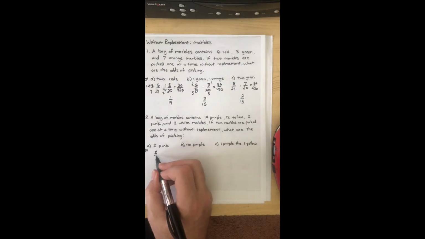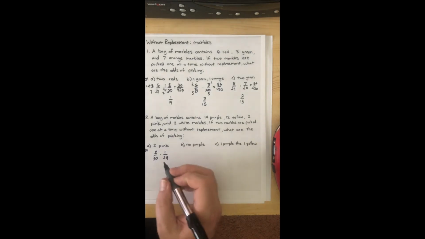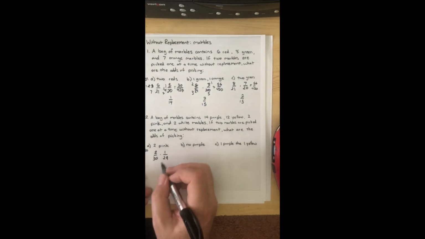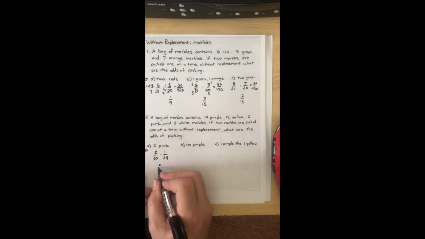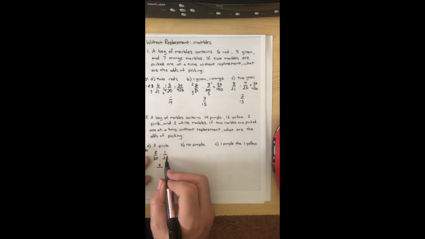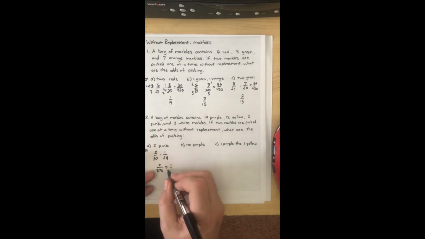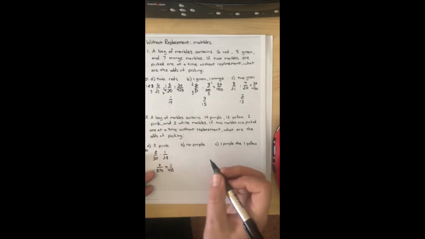There are 2 pinks out of 30 for the first pick. In the second pick, we're down to 29 marbles and only 1 pink. So that's going to be 2 over... See, the way I look at this is I see 30 times 29 is 870, which I can simplify down to 1 over 435.